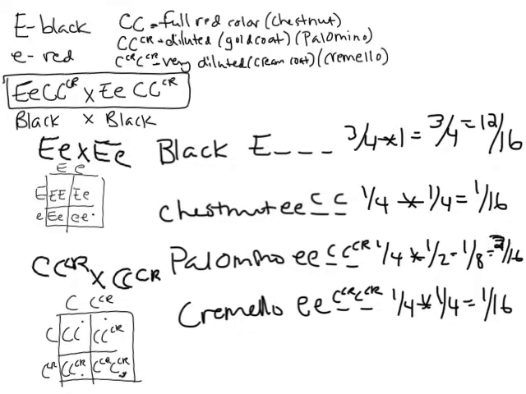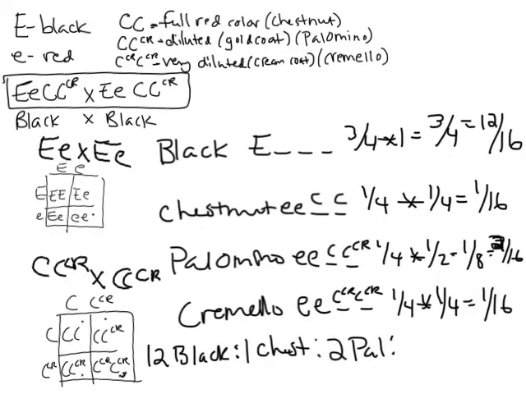So if they asked us for probabilities, these would be our probabilities. What's the probability of getting a palomino offspring from these 2 black parents? That's a 1/8 or 2/16 chance. If they asked us what the phenotypic ratios expected from these parents are, we'd say 12 black horses to 1 chestnut horse to 2 palomino horses to 1 cremello. That would be a phenotypic ratio of expected offspring.